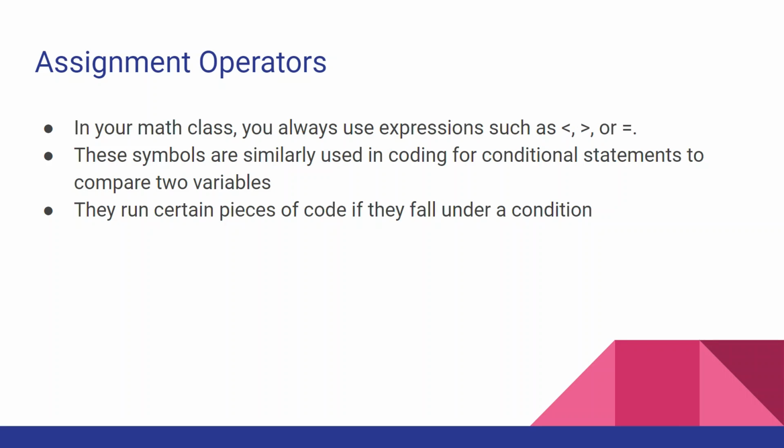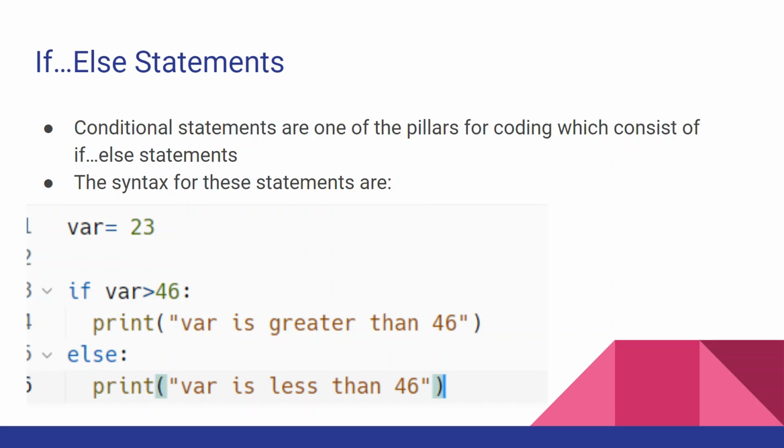All right, so now let's talk about assignment operators. So in your math class, you must also use expressions such as less than, greater than, or equal to. These symbols are similarly used in coding for conditional statements that we'll learn right now to compare two variables. They can also run certain pieces of code if they fall under the given condition. So now, let's introduce if-else statements. If-else statements are basically conditional statements and are one of the pillars for coding. So the syntax for these statements are as given.